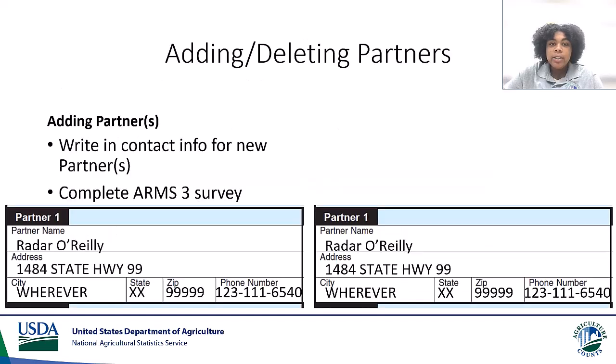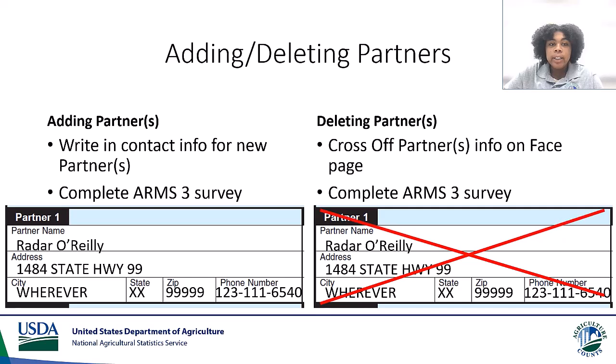This example shows how to add or delete a partner if you're collecting the survey on the paper questionnaire. For those entering directly into CAPI, you will use the Edit Address screen to make the updates. Please follow your region's specific instructions.